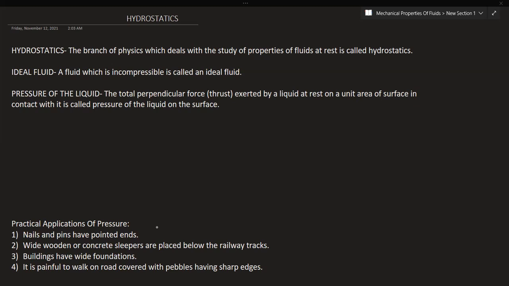Yes, ma'am. Okay, so we have completed mechanical properties of solids in the last class, yes? Yes, ma'am. Have you gone through the chapter and revised it? Yes, ma'am. Okay.